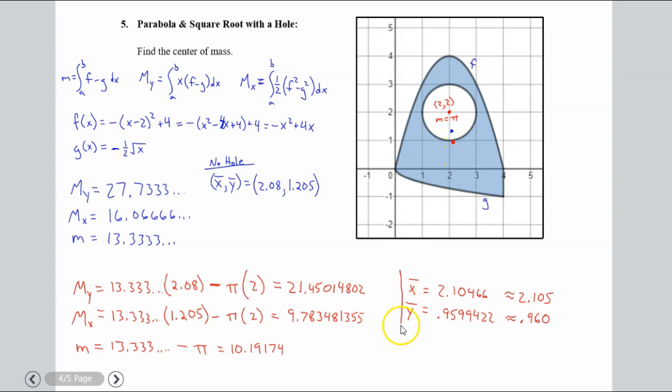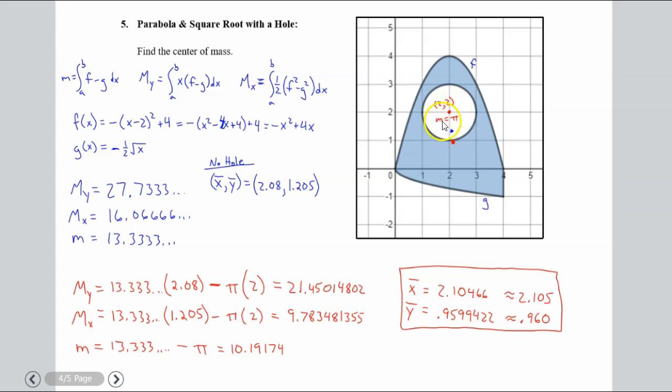All right, so that's it. You can see it's not much further to the right than this 2.08, but it is down below that 1, so that now the center of mass is right here. So you should be able to balance that on your stand. It's going to be pretty close to the edge right there.